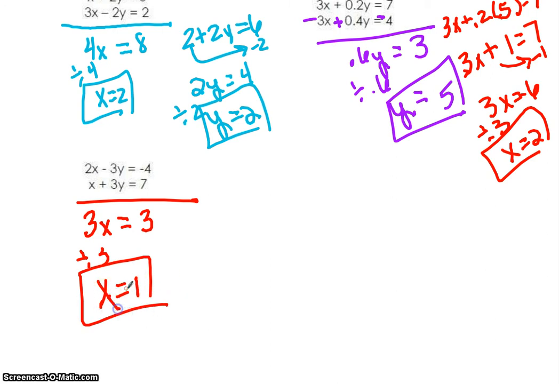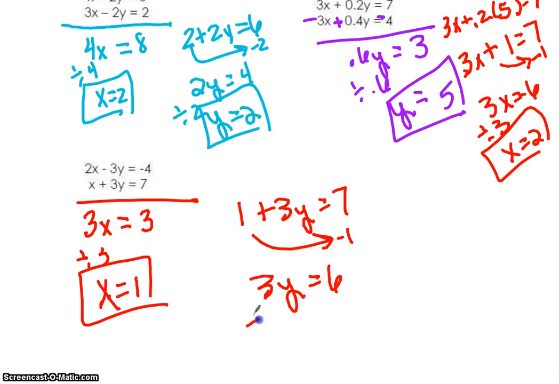Go back and put that into the original problem. I'm going to go with the second problem. 1 plus 3y equals 7. Bring my 1 over and subtract it. 3y equals 6. Divide by 3. Y equals 2. And there you have it.